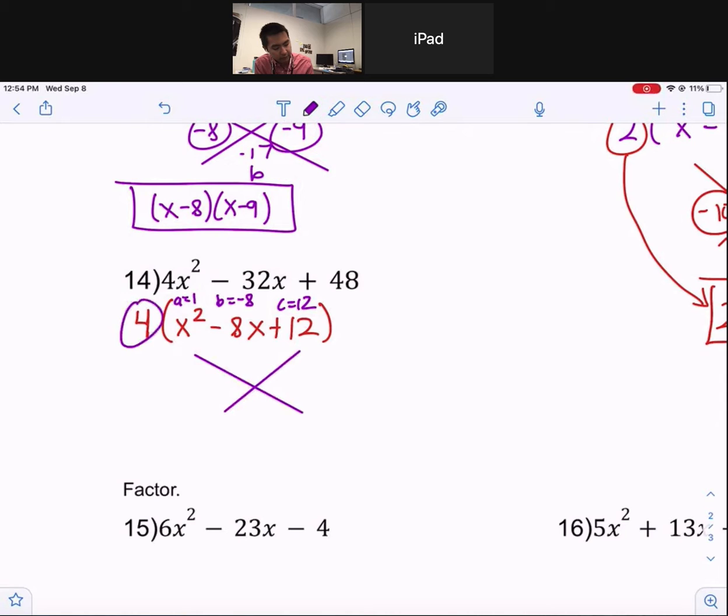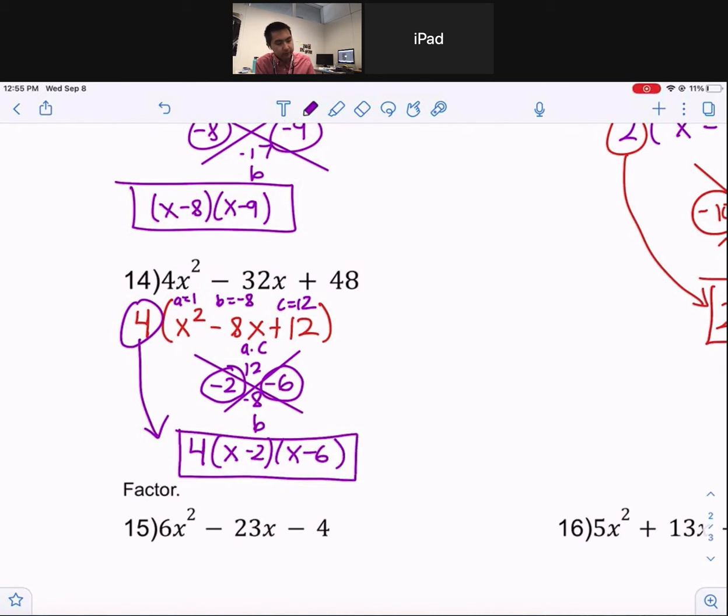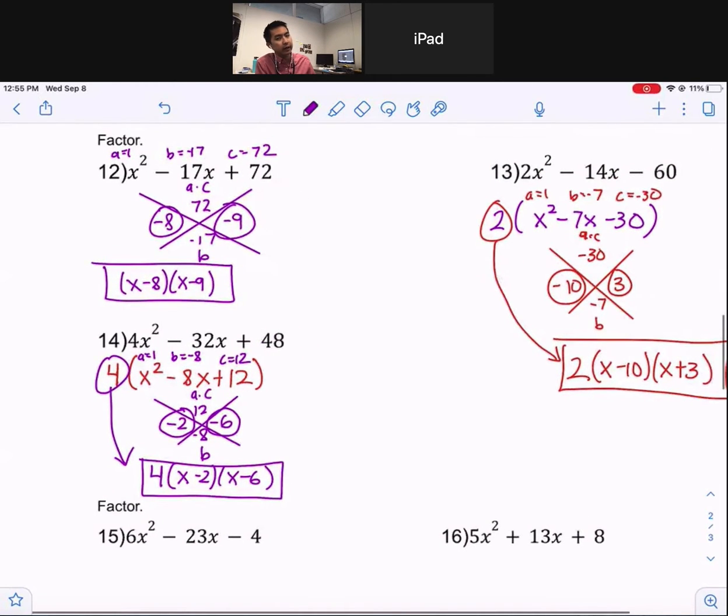Let's drop this down, because we know it will be part of our answer later on. So, A times C is 12. B is negative 8. The two numbers that multiply to 12, but when added give you guys negative 8, is negative 2 and negative 6. And since A is equal to 1, these are going to be part of your guys' factors. x minus 2, x minus 6. Okay, and those are your guys' factors when A is equal to 1.